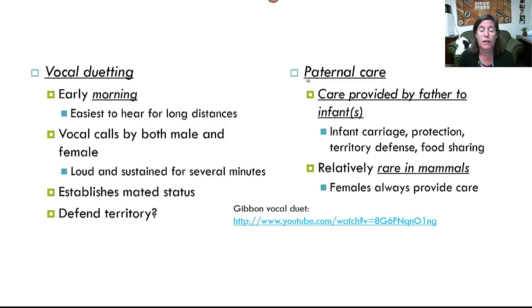The care provided by fathers to infants includes things like infant carriage, carrying the infant around, protecting the infant from predators, defending the territory, as well as food sharing.